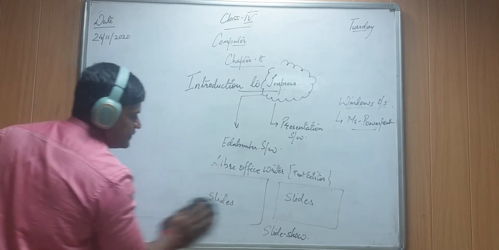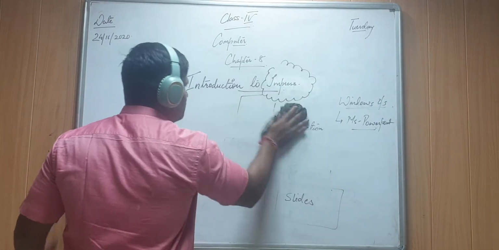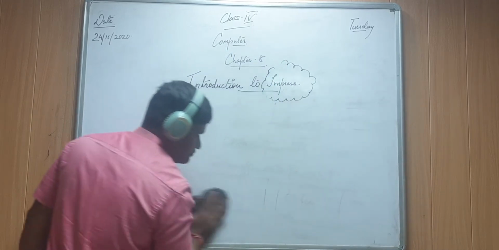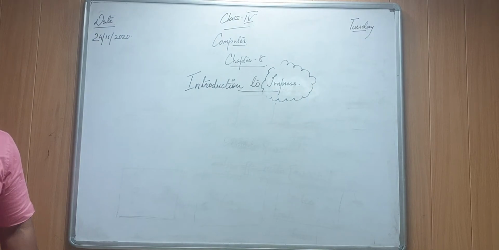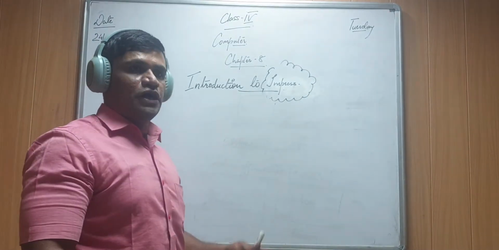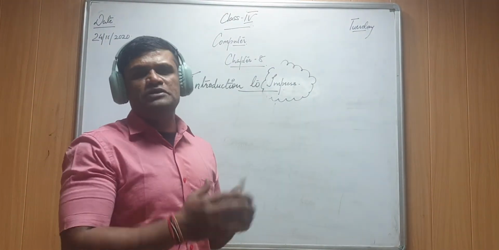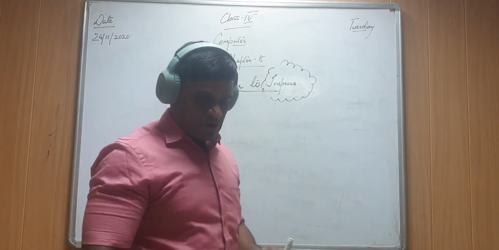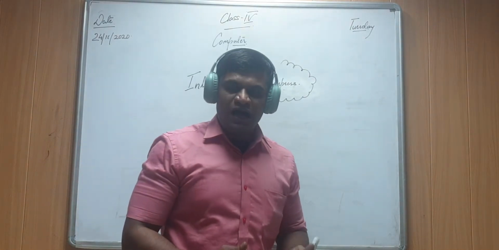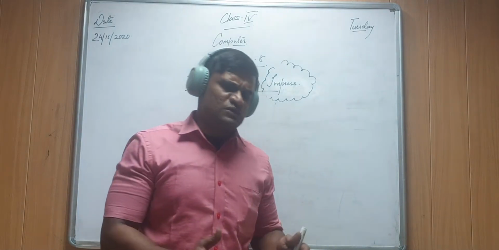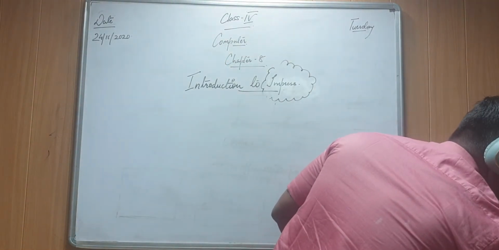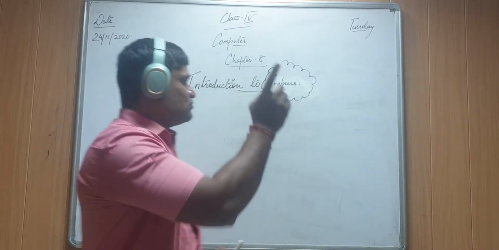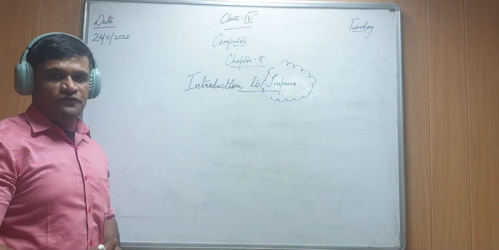The contents which we are going to learn in this chapter is somewhat similar to what we have learned in LibreOffice Writer, like the components of the window, then how to open and how to save the file or the document, how to edit the file, how to close the file. Such similar topics will be studied in this chapter also, but with reference to the application software Impress.